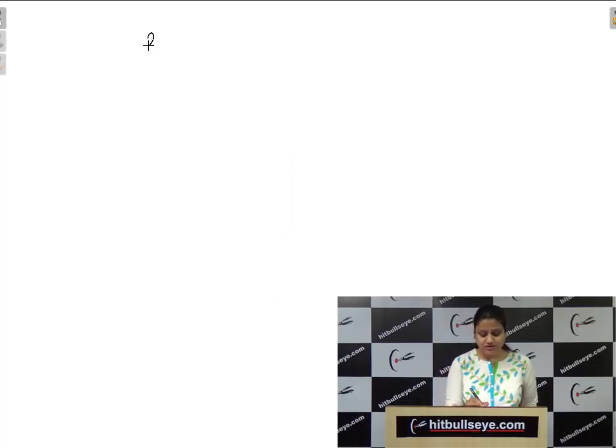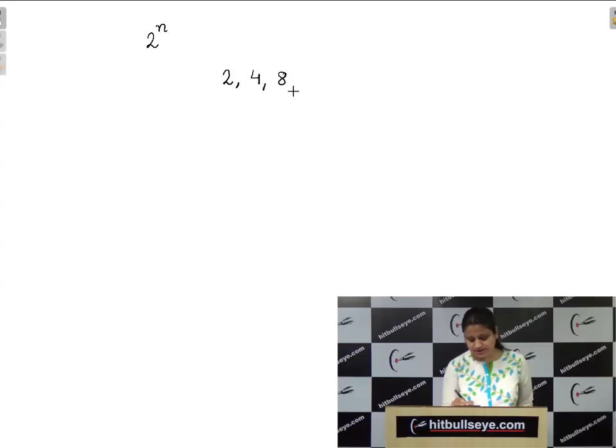Whenever you want to find any power of 2 and you want to find the unit place, my cycle becomes 2, 4, 8, 6. Once again 2, 4, 8, 6, 2, 4, 8, 6. It means I'm getting a cycle of 4. After every 4 steps, there will be a repetition. That is the meaning of the cycle. Or we can say the cyclicity for 2 raised to power n is 4.